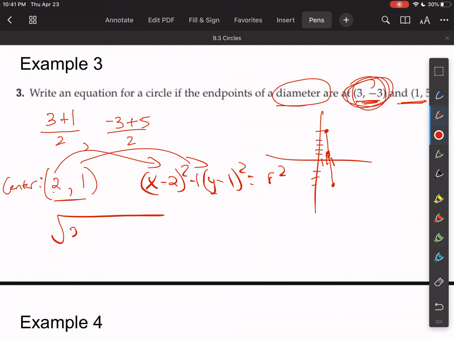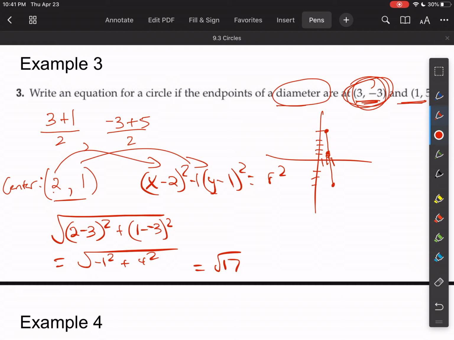So I will do 2 minus 3 squared plus 1 minus negative 3 squared, which is equal to the square root of negative 1 squared plus 4 squared. Negative 1 squared is 1, 4 squared is 16, 1 plus 16 is 17. So this would be the square root of 17 is equal to r, right? So I can plug that back in here. The square root of 17 squared would just be 17. So final answer, I'll do it in blue here, would be x minus 2 squared plus y minus 1 squared is equal to 17.